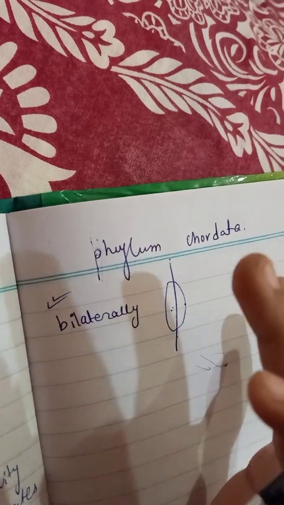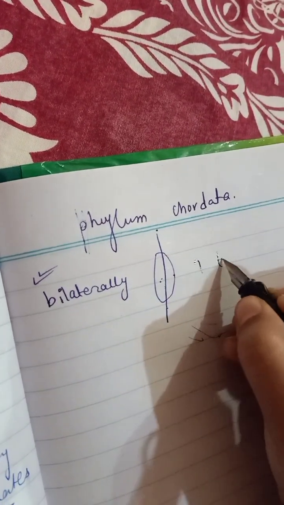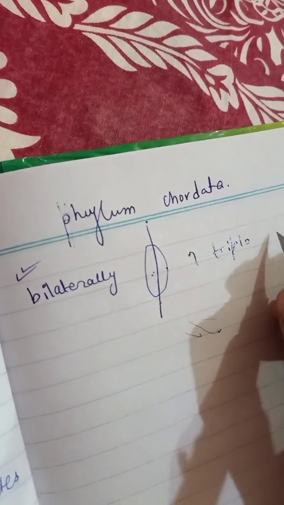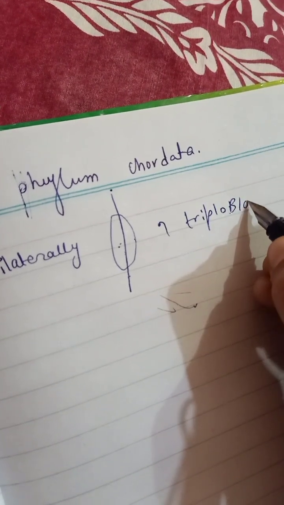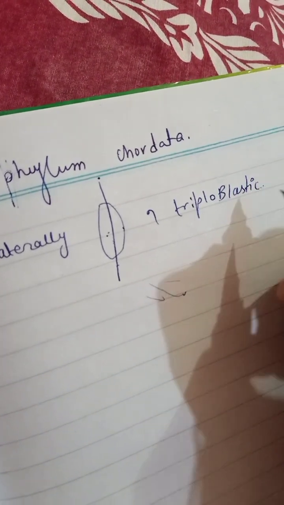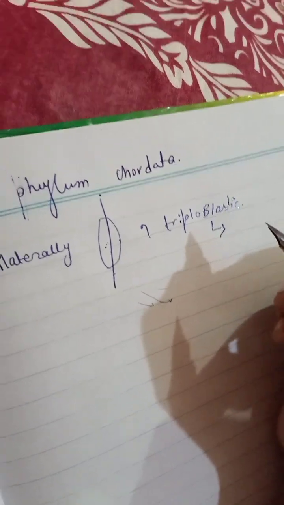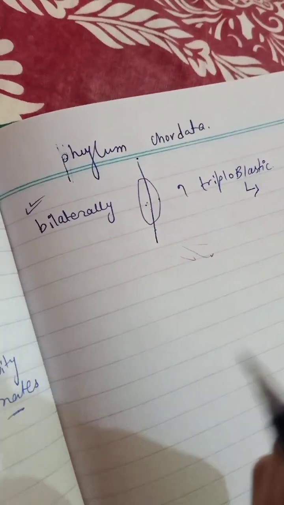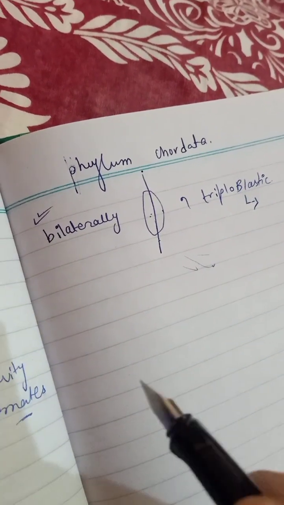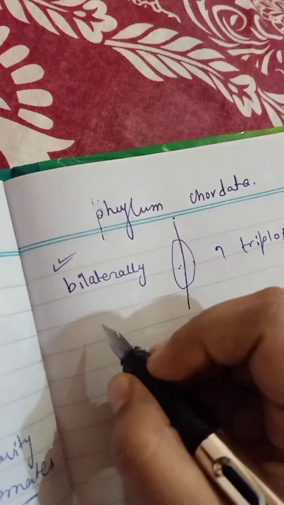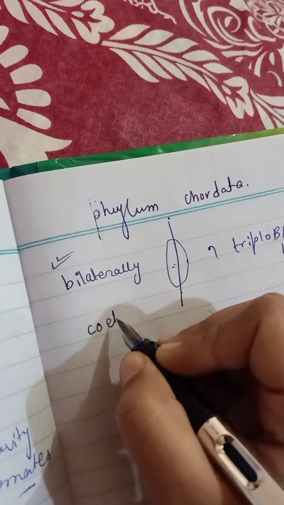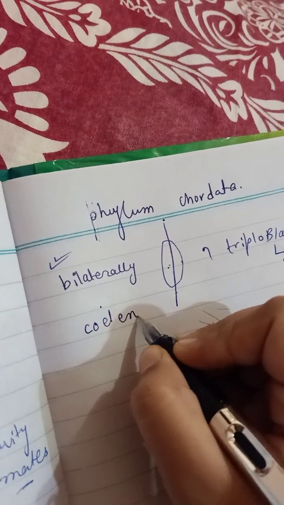As well as they are triploblastic, which means their body consists of three layers: ectoderm, endoderm, and mesoderm. And they are coelomates, which means they have a true cavity.